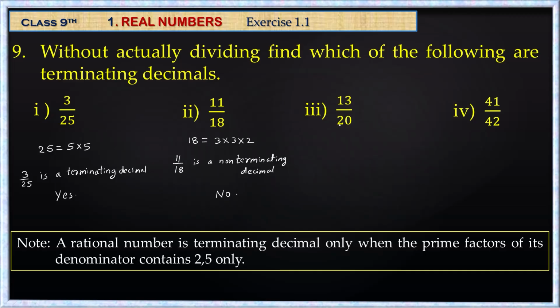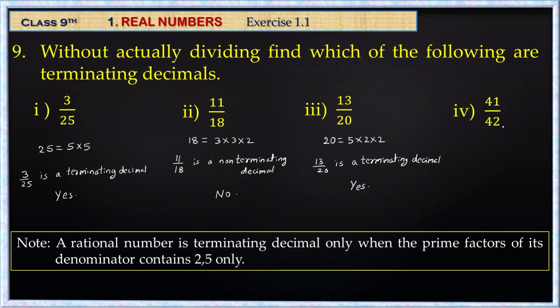Now in this one, 13 by 20, take the prime factors of 20. We know that 5 4s are 20, and further 4 can be written as 2 into 2. So 2 into 2, 4, 4 5s are 20. It is containing the prime factors 2, 5 only. So 13 by 20 is a terminating decimal. So we can say that it is yes.